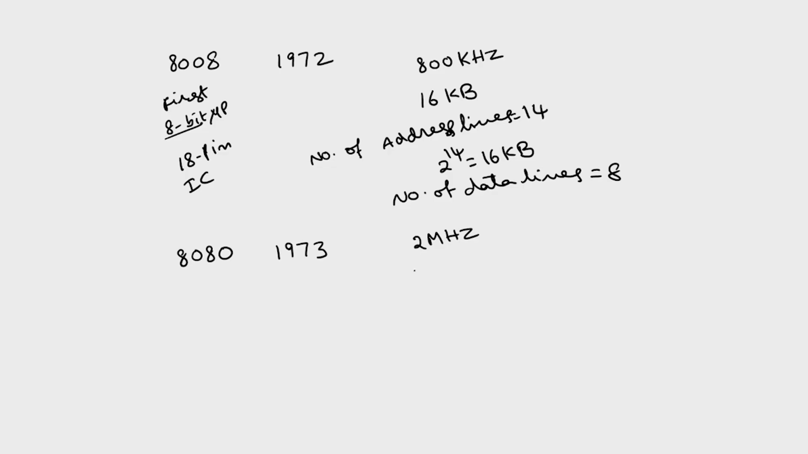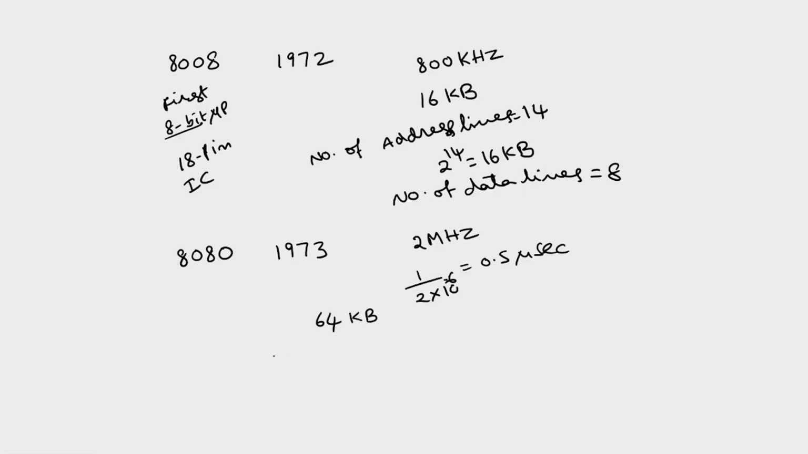will take 1 by 2 megahertz, which is equal to 0.5 microseconds, whereas here one clock cycle will take 1 by 800 kilohertz, which is more than this 0.5 microseconds. And another difference is here we have 16 kilobytes of memory only, whereas this can connect to 64 kilobytes of memory.